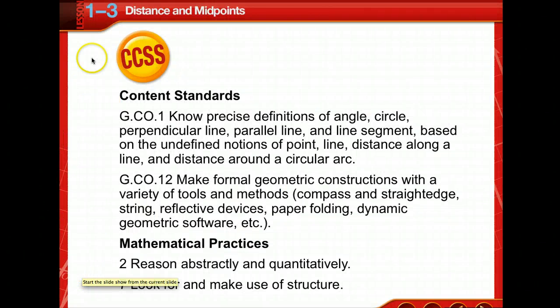Okay, today we're going to start with lesson 1-3. We're going to discuss distance and midpoints. And there's quite a bit of math involved in the lesson today. So you'll want to pause frequently and work the problems and make sure you're understanding. You might need to replay a time or two to make sure that you're understanding what we're discussing.